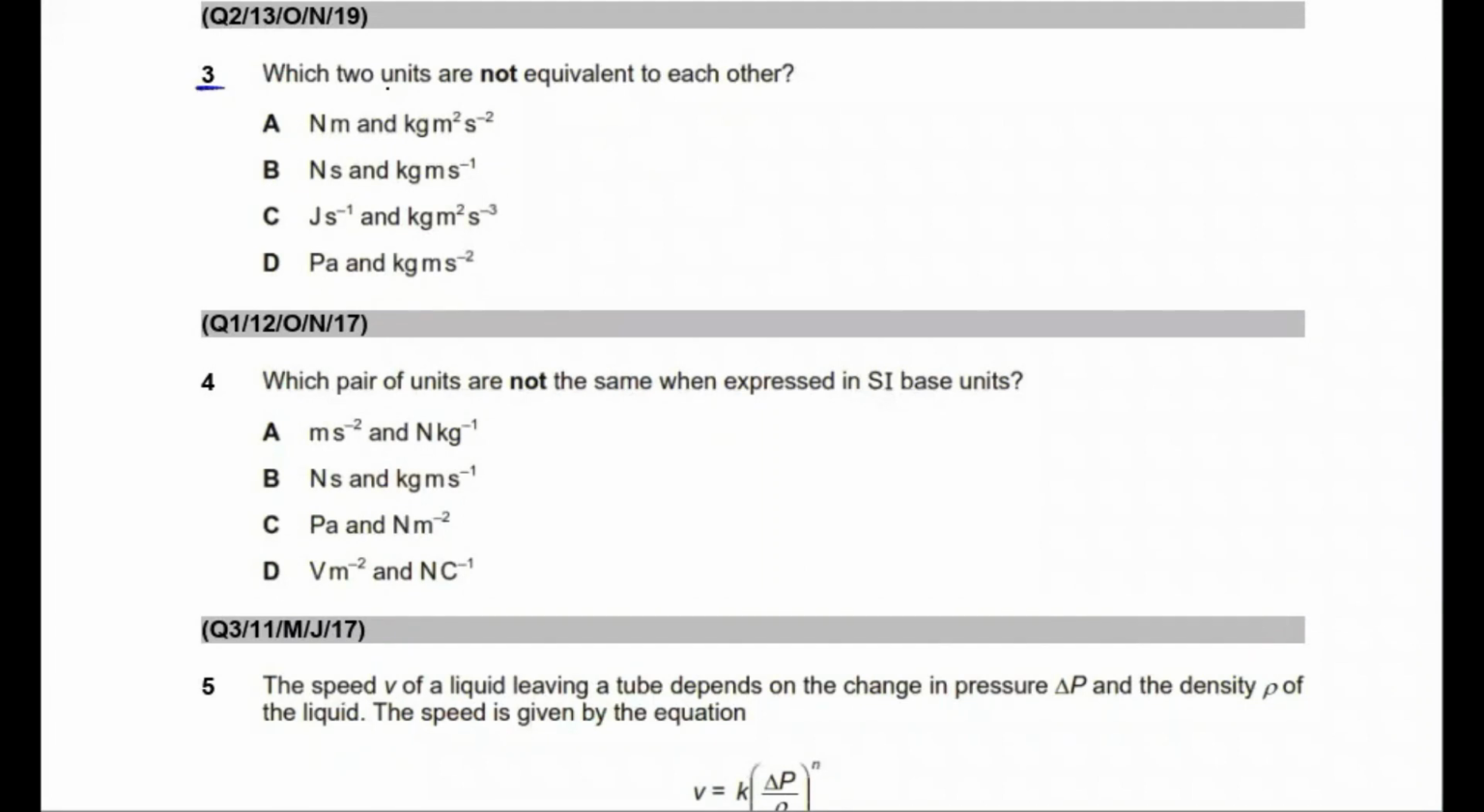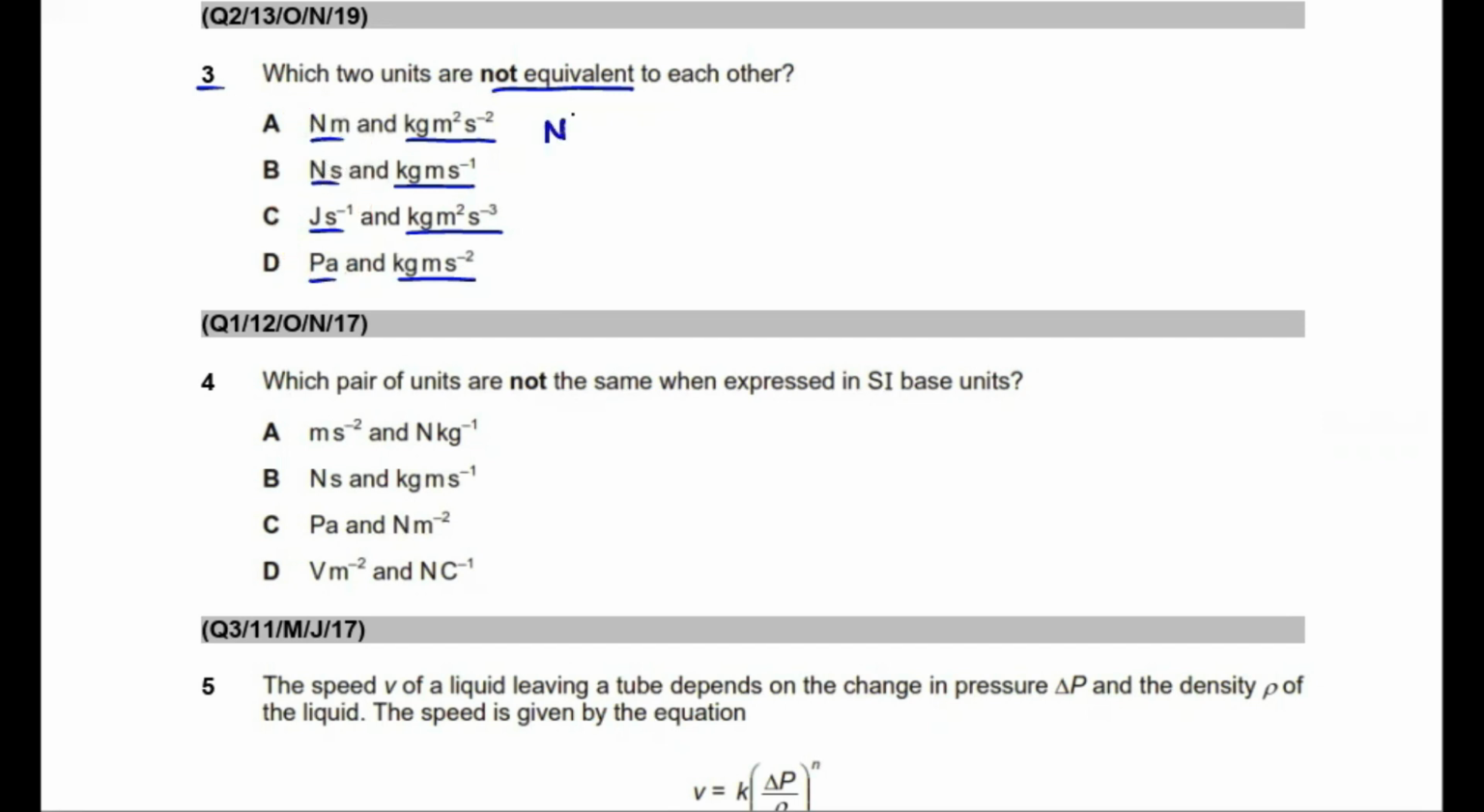Question number 3. Which two units are not equivalent to each other? Newton meter and kilogram meter squared per second squared, Newton second and kilogram meter per second, joule per second and kilogram meter squared per second cube, Pascal and kilogram meter per second squared. Students, first of all, note that these four units are all SI base units and these four units are not. So to check whether these units are equivalent to each other or not, let's determine SI base units equivalent to these units first, starting with Newton meter.